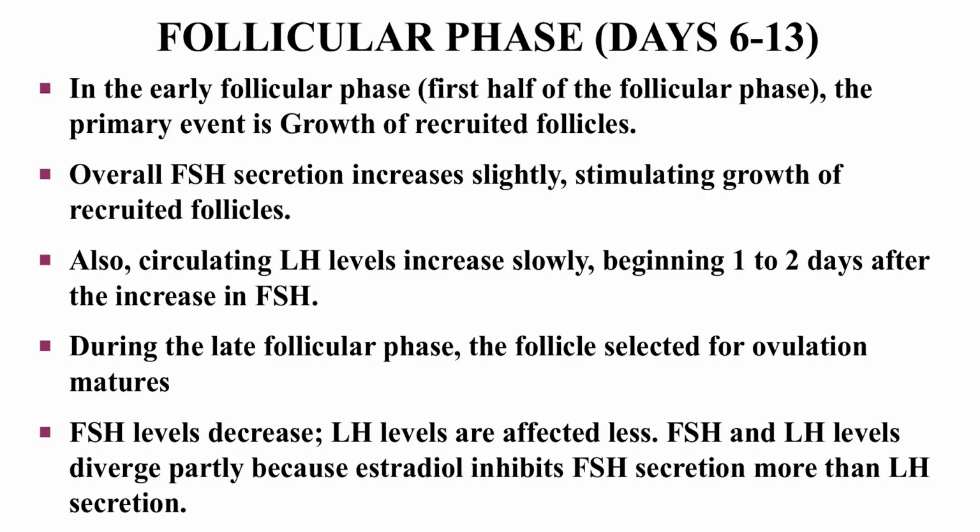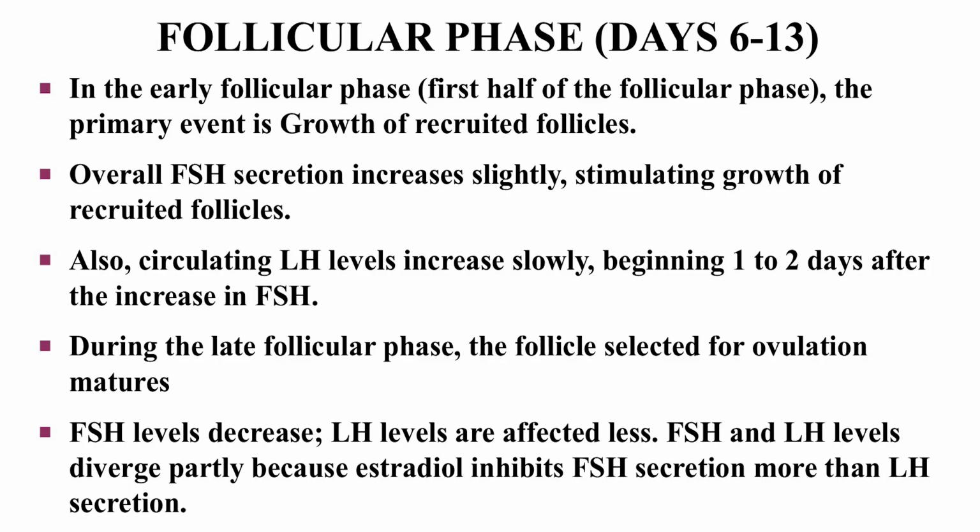The overall FSH secretion increases. FSH बढ़िले कौन हबो follicle को stimulate करिवो to grow. It's a follicle stimulating hormone. So, this will stimulate the growth of certain recruited follicles. Out of the 1000 of follicles that are there in your ovary, some recruited follicles will be allowed to increase in size. Then what will happen? The circulating levels of LH or luteinizing hormone will slowly increase beginning 1 to 2 days after the increase in FSH. Now, during the late follicular phase, this follicle which has grown in size will be ready for ovulation.